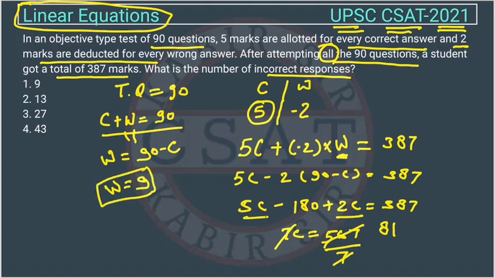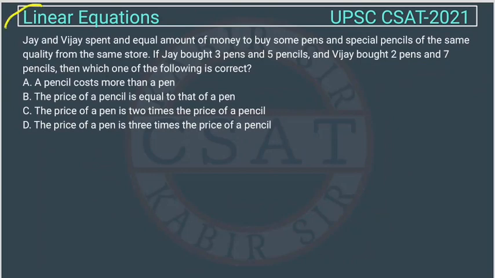The question is asking the number of incorrect responses, so the number of incorrect responses will be 9. So the answer is option A. This was an easy question. I hope you all understood it very well. If you still have some issues, you can call us, WhatsApp us or email us. This question type is a linear equation type of question, asked by UPSC in their CSAT exam of 2021.